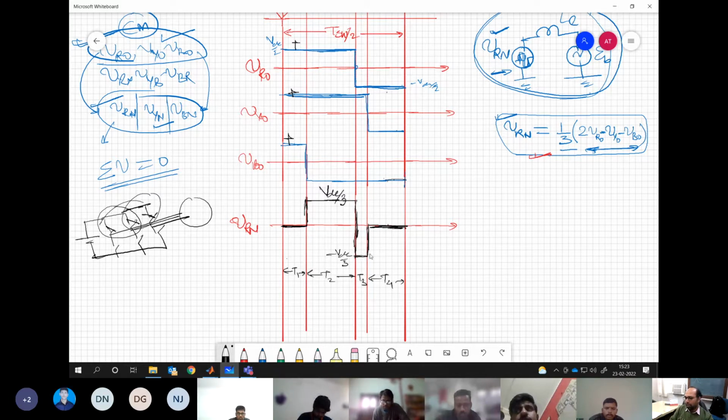You understand my point? This is where in between we are applying some voltage, say plus VDC by 3 or minus VDC by 3. Effectively, the voltage is applied only during T2 and T3. Okay. Now, what is the difference between the pole voltage and line to neutral voltage we have seen? The difference is the common mode voltage, that is gone. Now what is the same for both?